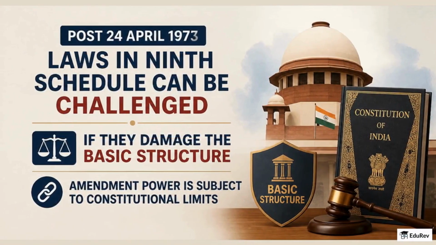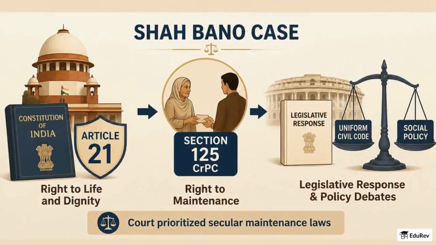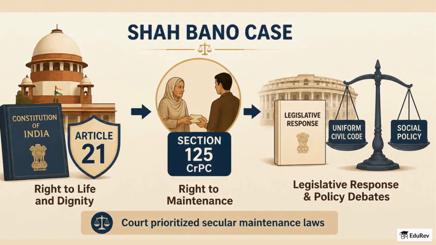Waman Rao clarified that laws added to the 9th Schedule after April 24, 1973 can be questioned if they damage the basic structure, linking amendment power back to constitutional limits. Shah Bano shows how Article 21 and Section 125 interact. The court prioritized secular maintenance provisions, a decision that led to legislative response and important debates on uniform civil code and social policy.